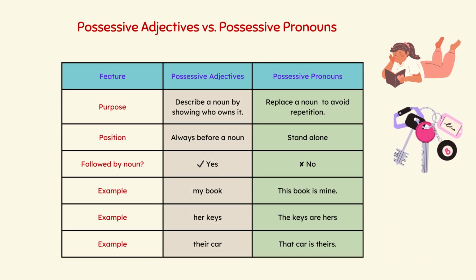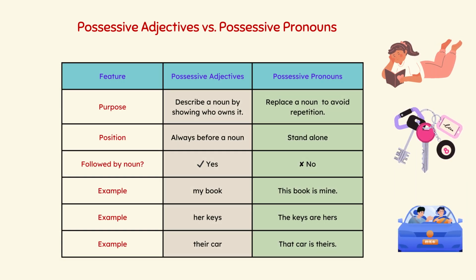Now, let's understand the difference between possessive adjectives and possessive pronouns. Both show ownership, but they are used differently. First, let's talk about purpose. Possessive adjectives describe a noun by showing who owns it. Possessive pronouns replace a noun to avoid repetition. Next, let's look at position. Possessive adjectives come before a noun. Possessive pronouns stand alone. Possessive adjectives are followed by a noun. Possessive pronouns are not followed by a noun.